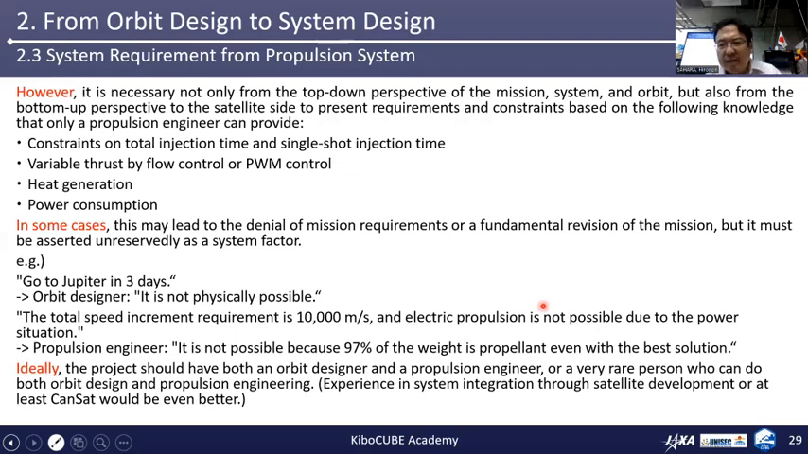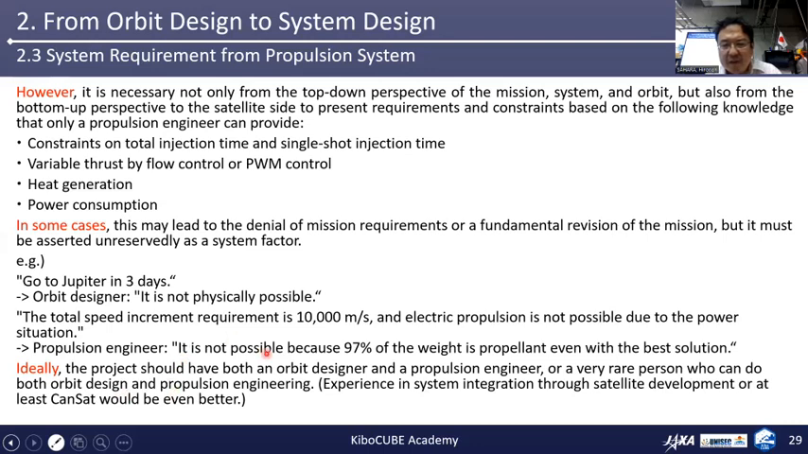In system design, the top-down approach from the mission tends to be the first priority. However, it should not be forgotten that the propulsion system also needs to make bottom-up requirements and constraints on the system design and coordinate them with each other. For example, for absurd requirements to propulsion system, such as a trip to Jupiter in 3 days or a required velocity increment of 10,000 meters per second, the propulsion engineer must loudly assert that it is physically impossible.